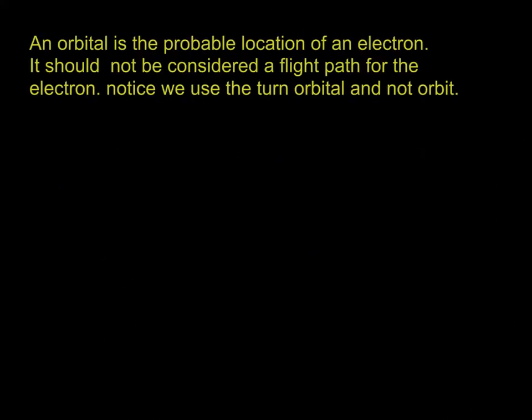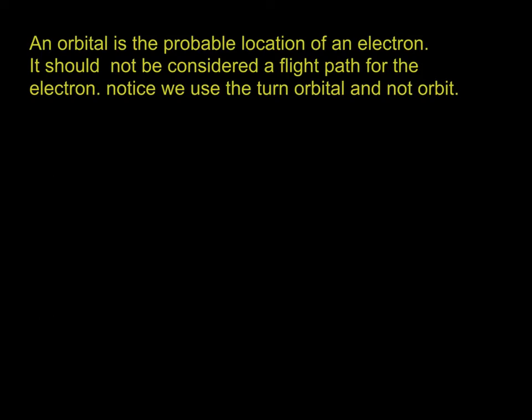All right, let's talk about orbitals. An orbital is the probable location of an electron. You should avoid the misconception of considering it a flight path. Early models of the atom, and some biologists, incorrectly state that electrons orbit the nucleus of the atom like planets orbiting the sun. And this was in fact the original model of the atom by Niels Bohr. However, that theory proved incorrect. The movement of electrons around the nucleus is much more complex.